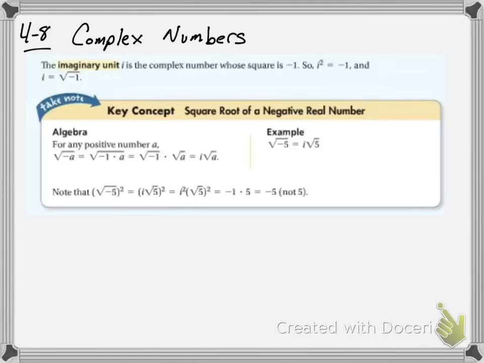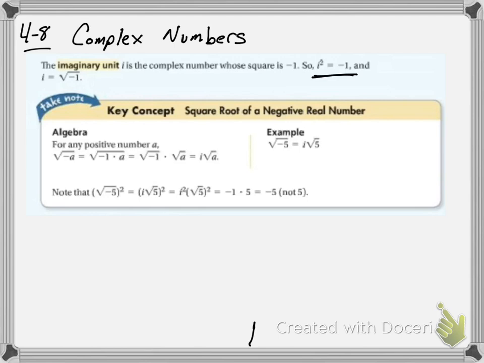4-8 complex numbers. Complex numbers deal with what they call an imaginary unit, or an i factor. So what they're talking about is i is equal to the square root of -1. And then right there where they're talking, i squared equals -1. Why? Because i equals the square root of -1, so the square of it equals -1, and so on and so forth.